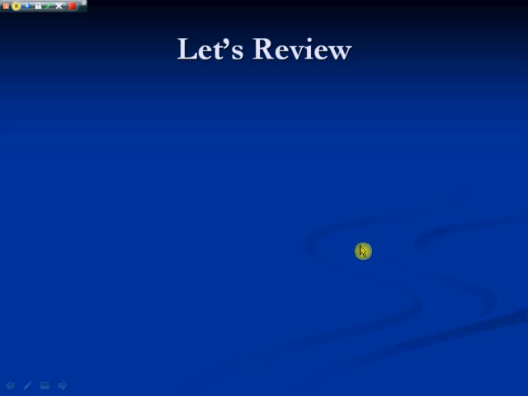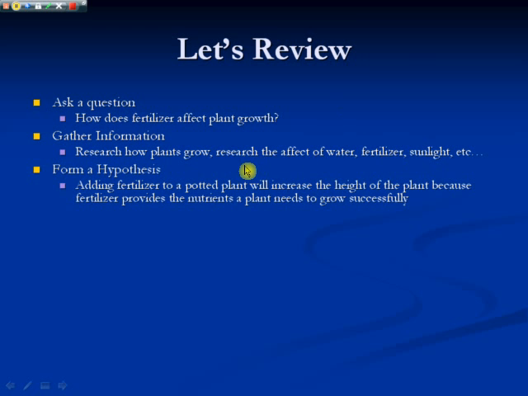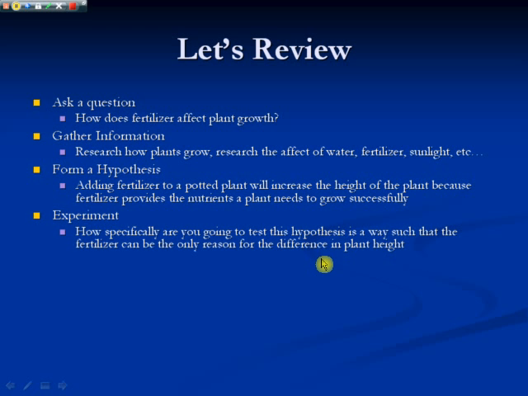Now, let's take you through the 7 steps of the scientific method with our example of how does fertilizer affect plant growth. So we're going to ask a question, how does fertilizer affect plant growth? The information that we're going to gather is the effect of water, fertilizer, sunlight, etc. on plant growth. Our hypothesis says that adding fertilizer to a potted plant will increase the height of the plant because fertilizer provides the nutrients a plant needs to grow successfully. Experiment is how specifically are you going to test this hypothesis in a way such that the fertilizer can be the only reason for the difference in plant height.